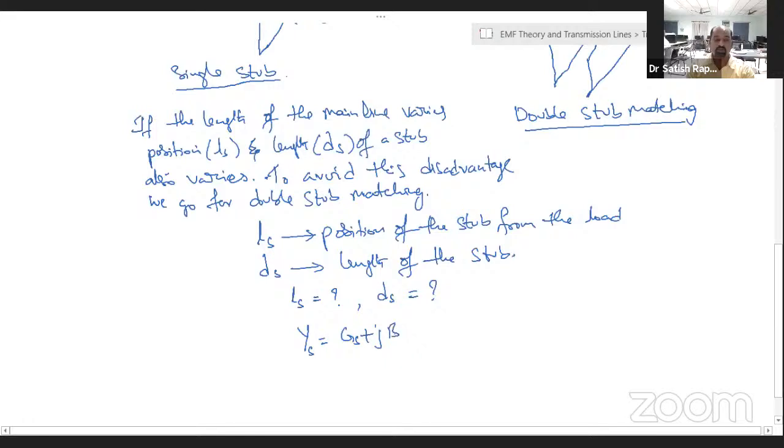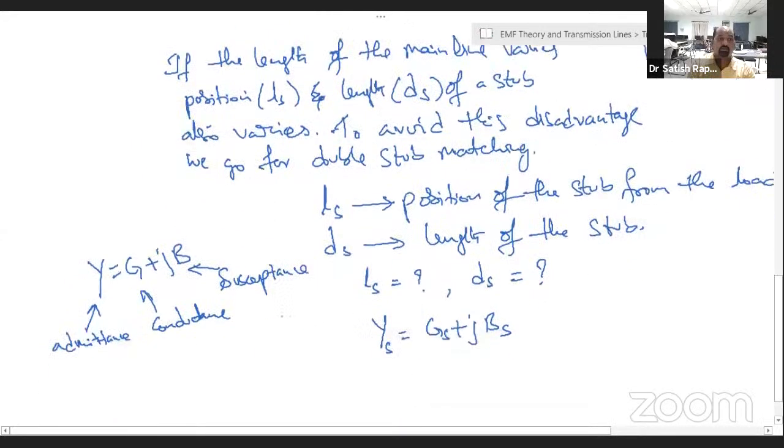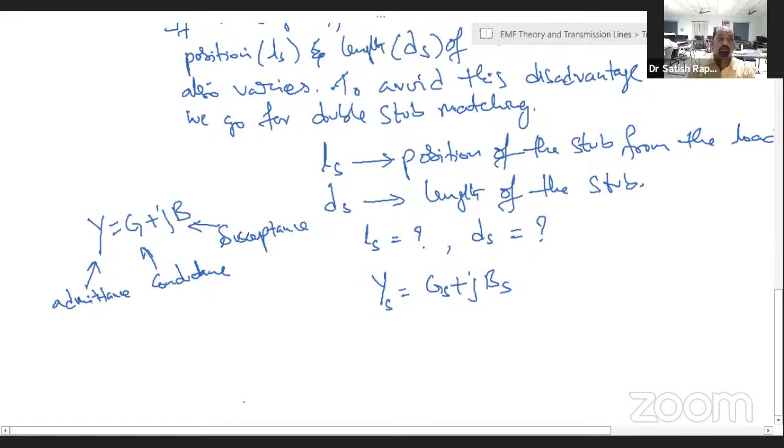YS is equal to GS plus JBS, and let me explain like this. Y is equal to G plus JB, right? Where Y is admittance, G is conductance and B is susceptance, right?